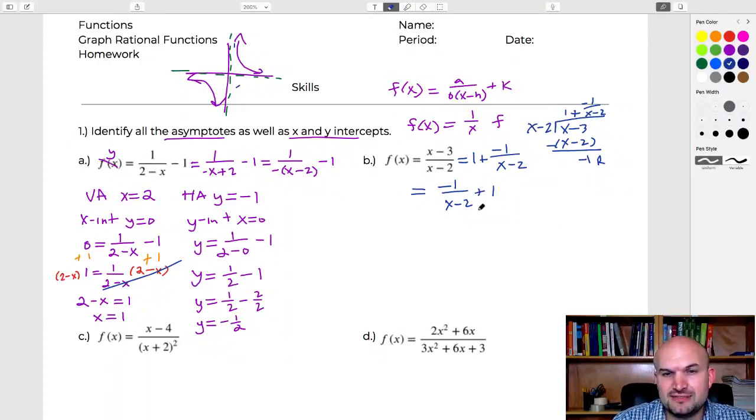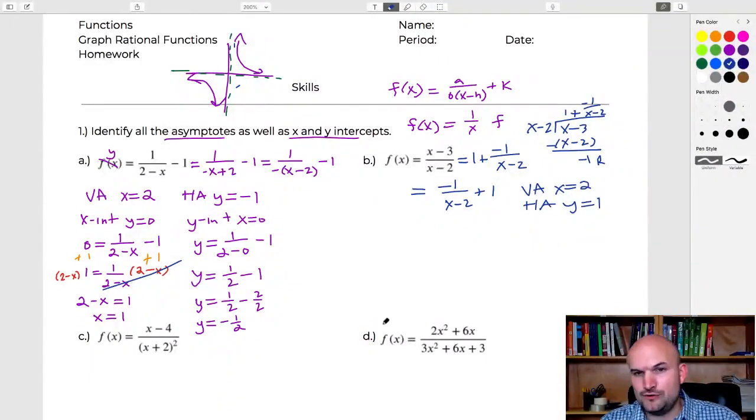So my new vertical asymptote here is going to be x equals 2. And my horizontal asymptote is now going to be y equals 1. So very similar to what we had over here.